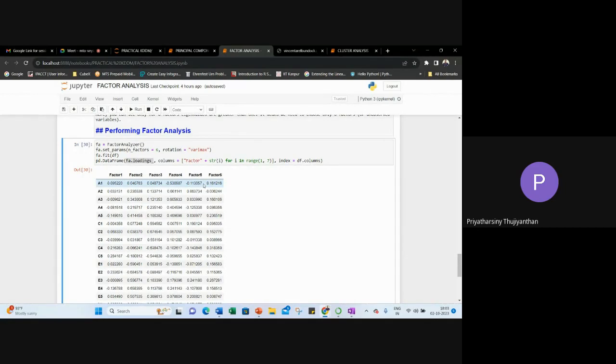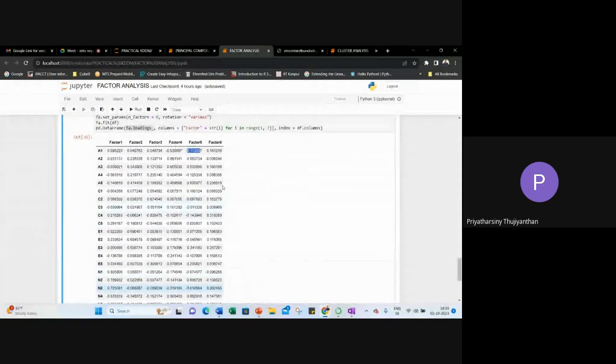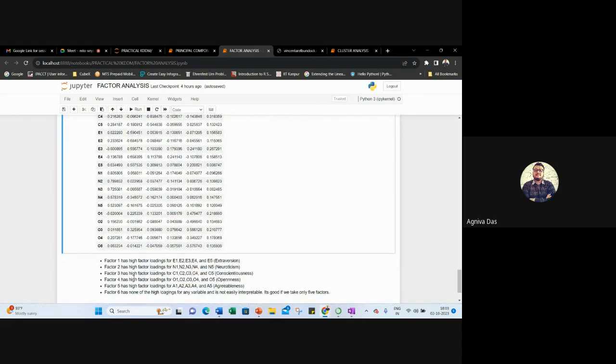Factor 4 is the highest loading. Yes, factor 4 is the highest, minus 0.53. So let us look at factor 4. Factor 4 has high factor loadings for O1, O2, O3, O4.